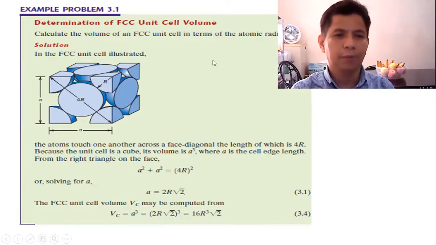You can easily confirm that. Ano? Let me annotate. I'm going to try to derive this.